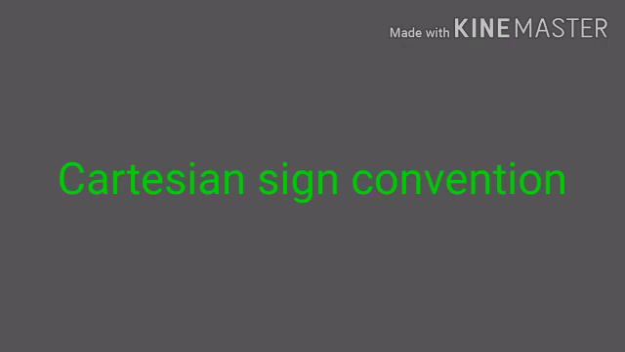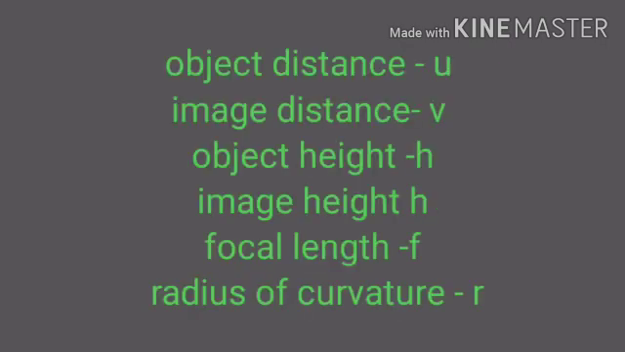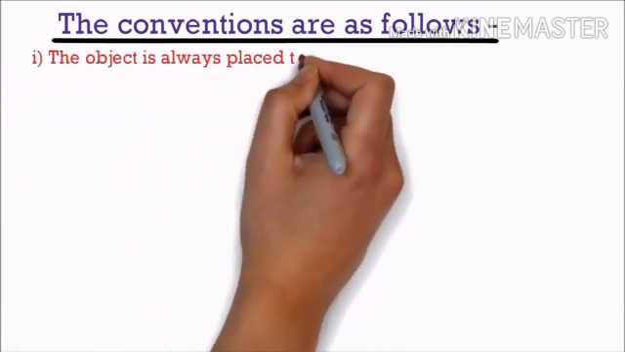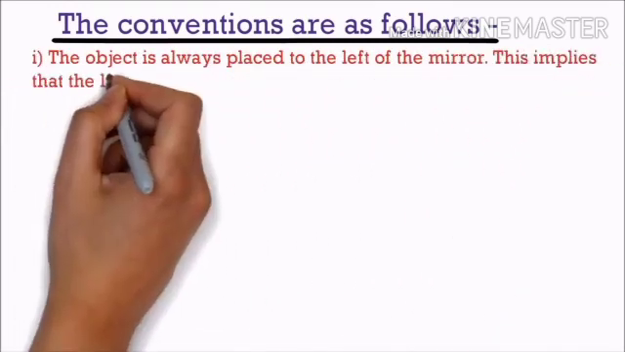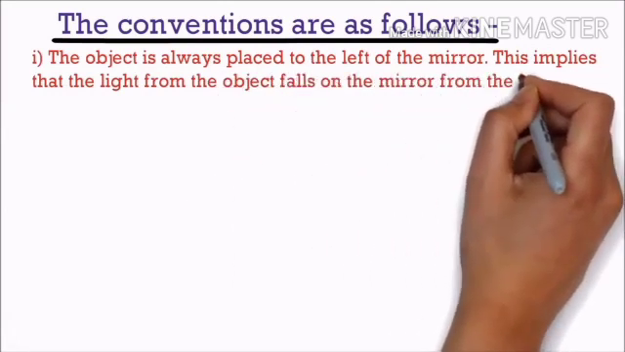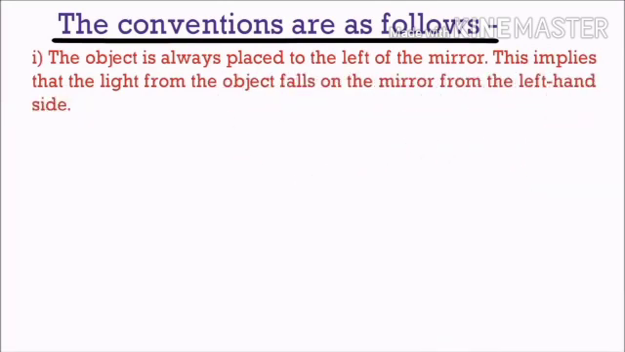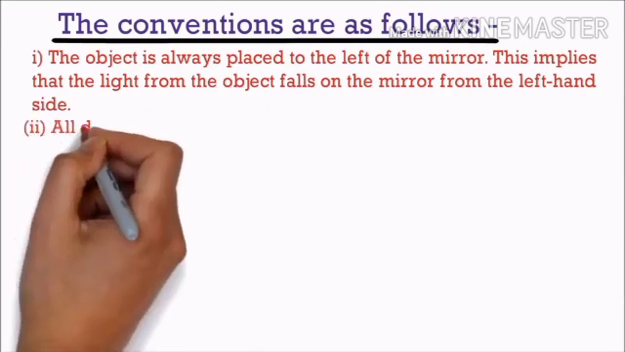Next we see the Cartesian sign convention. Already we know object distance as u, image distance as v, object height as h, image height as h dash, focal length f, radius of curvature R. Now let us see the convention. The object is always placed to the left of the mirror. That means light from the object falls on the mirror from the left hand side. So the incident light is taken from left to right. That is, the object is on the left of the mirror.